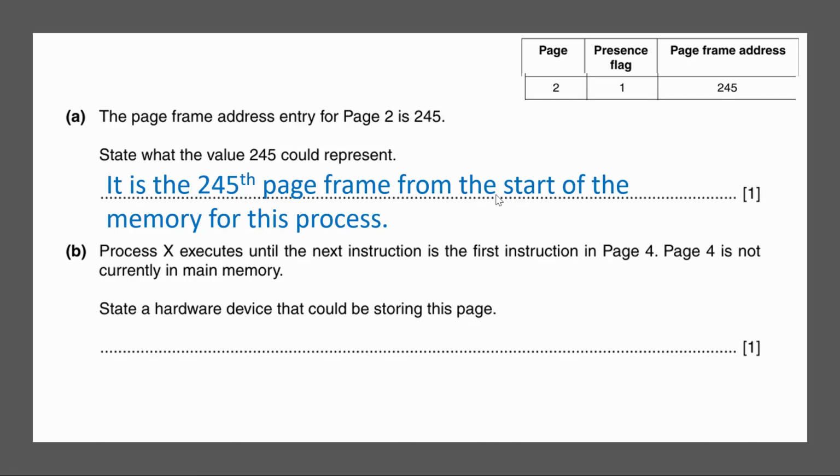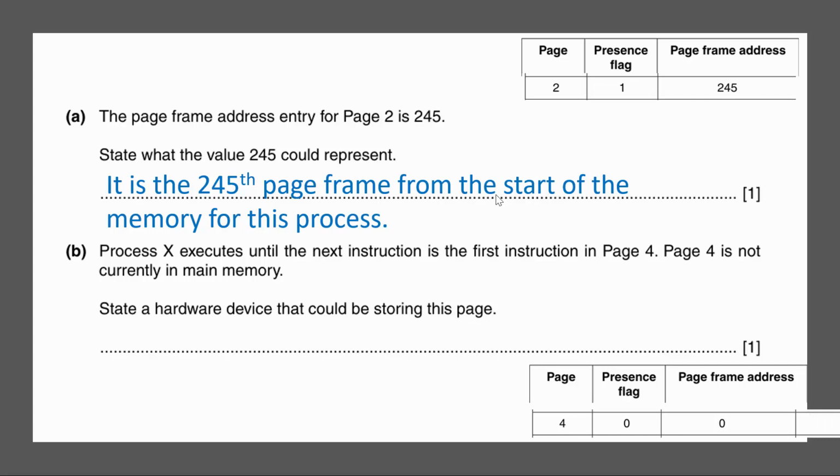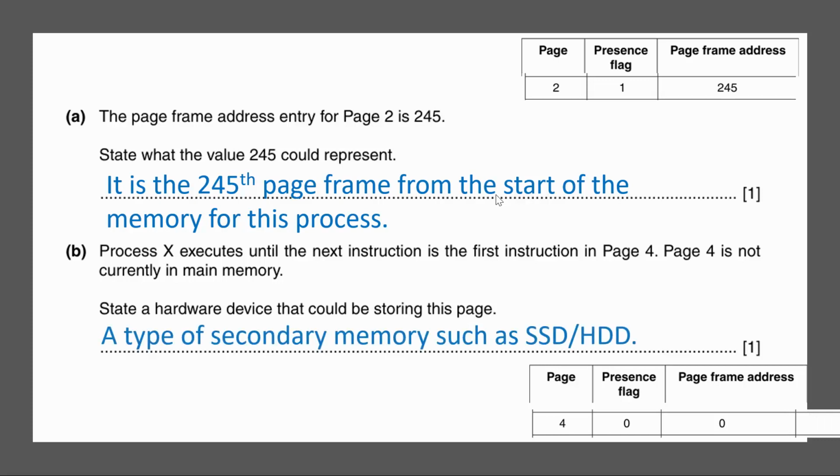Now, process X executes until the next instruction is the first instruction in page 4. Page 4 is not currently in main memory. State a hardware device that could be storing this page. Well, if it's not on the main memory, where else could it be? Maybe we need to do some memory swapping. So we know it's not on the main memory, somewhere on a type of secondary memory, such as a solid state drive or hard disk drive. That's probably where it's going to be, and we're going to need to swap that out later on if it's ever used by the process.